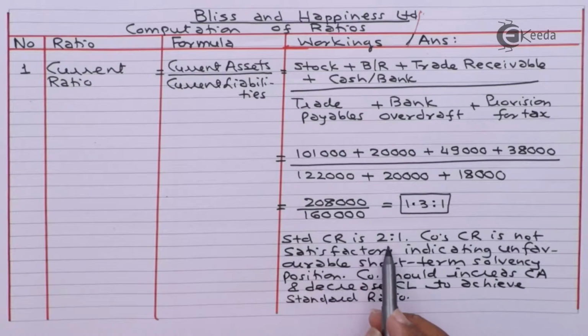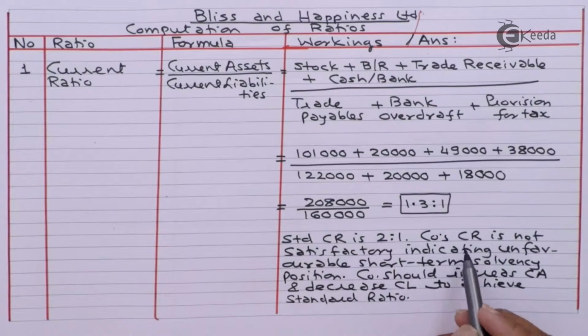Standard current ratio is 2 is to 1. The company's current ratio is not satisfactory, indicating an unfavorable short-term solvency position. The company should increase current assets and decrease current liabilities, or both, to achieve the standard ratio.